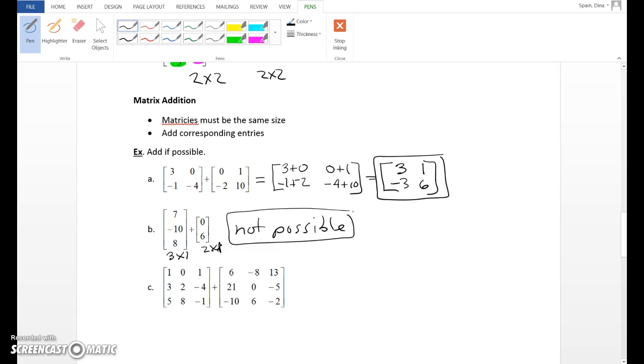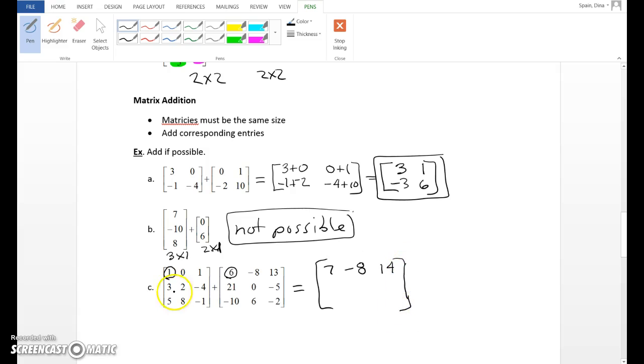Both of those are 3 by 3s. So I'm not going to write that step out where I'm adding them together. Just go ahead and add them. Alright, let's take the 1 plus the 6. I'll get a 7. Let's take 0 plus negative 8, going right across that first row. 1 plus 13. It's going to give me a 14.